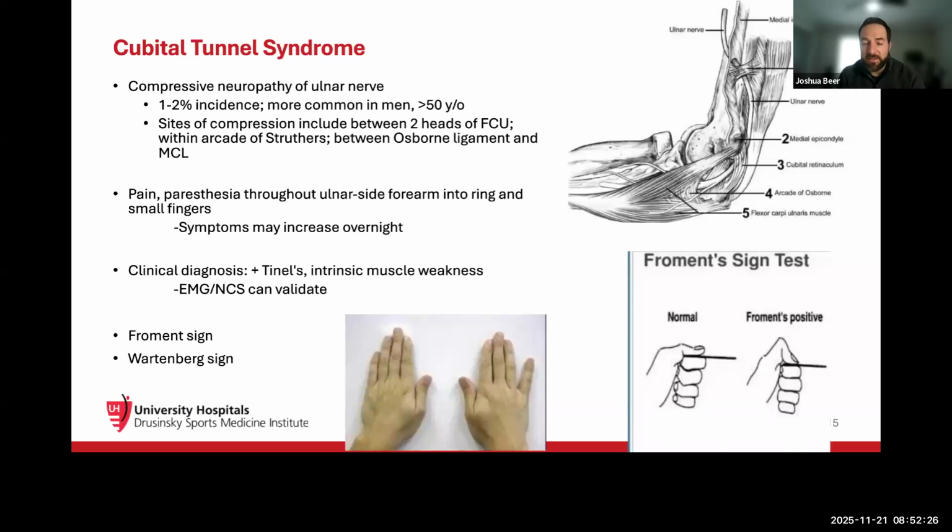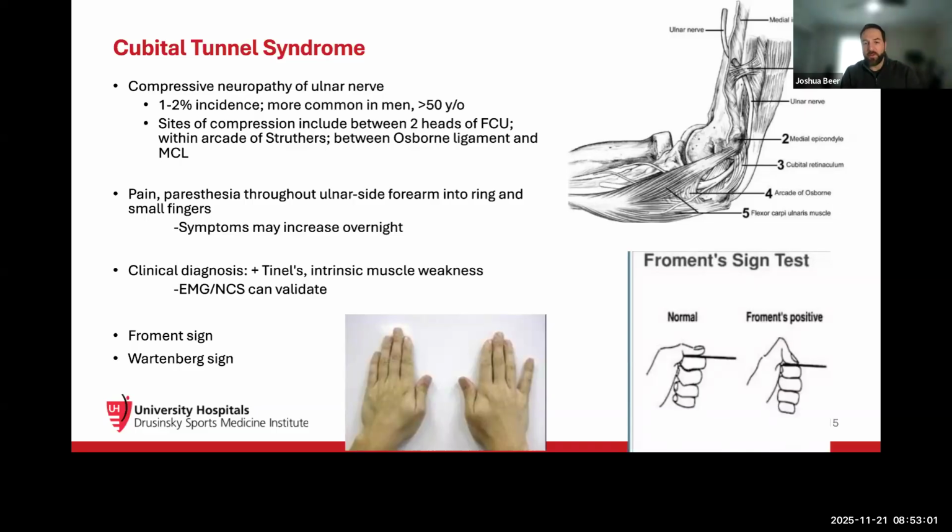On exam, depending on the severity of the compression, you may have a positive Froment sign, which is when you have the patient squeeze a piece of paper between their thumb and hand. Usually, if you have a strong adductor pollicis, the thumb will remain flat because that's the primary pincer. If that's weakened because of the ulnar neuropathy, the FPL, the flexor pollicis longus, takes over, and you get more of a flexed IP, as you can see in that picture.